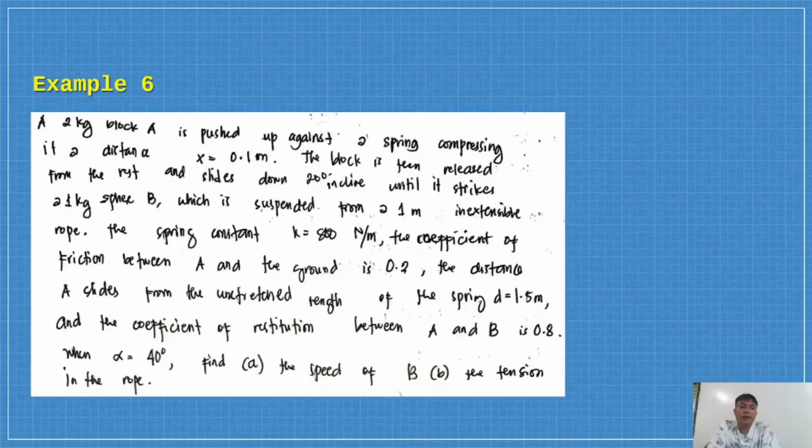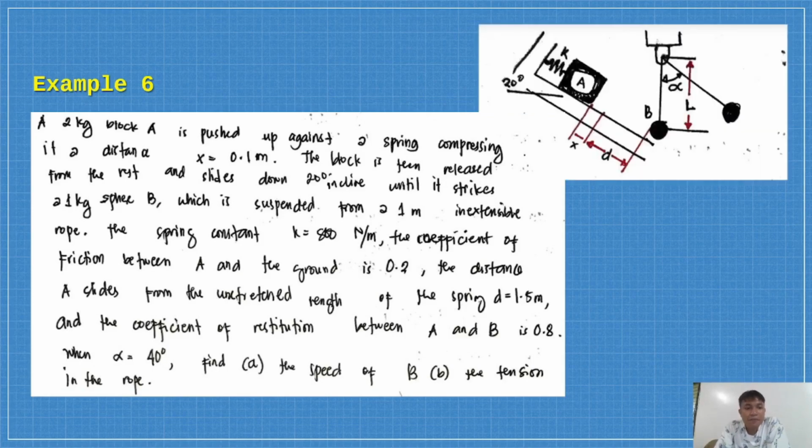So now, let us have our example 6. A 2 kilogram block A is pushed up against a spring, compressing it a distance of 0.1 meter. The block is then released from rest and slides down a 20-degree incline until it strikes a 1 kilogram ball or sphere, which is suspended from a 1 meter inextensible rope. The spring constant k is equal to 800 Newton per meter. The coefficient of friction between A and the ground is 0.2.